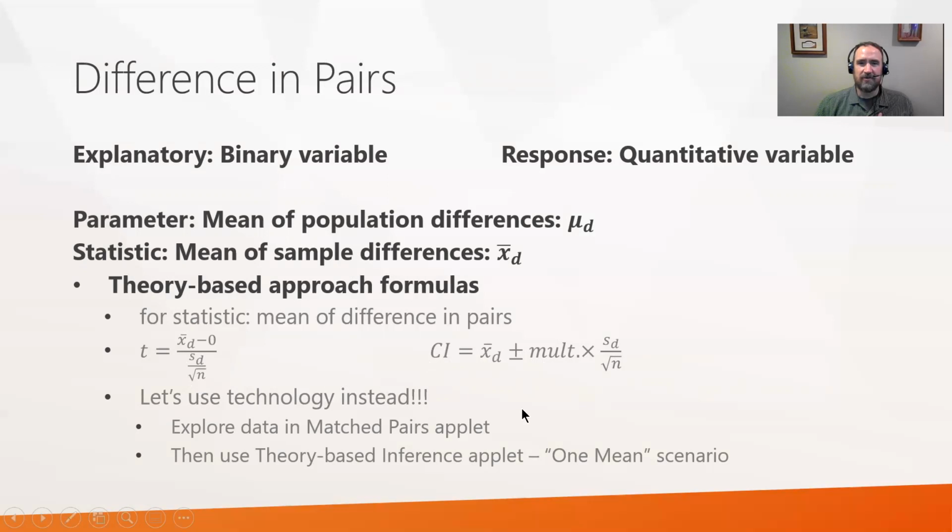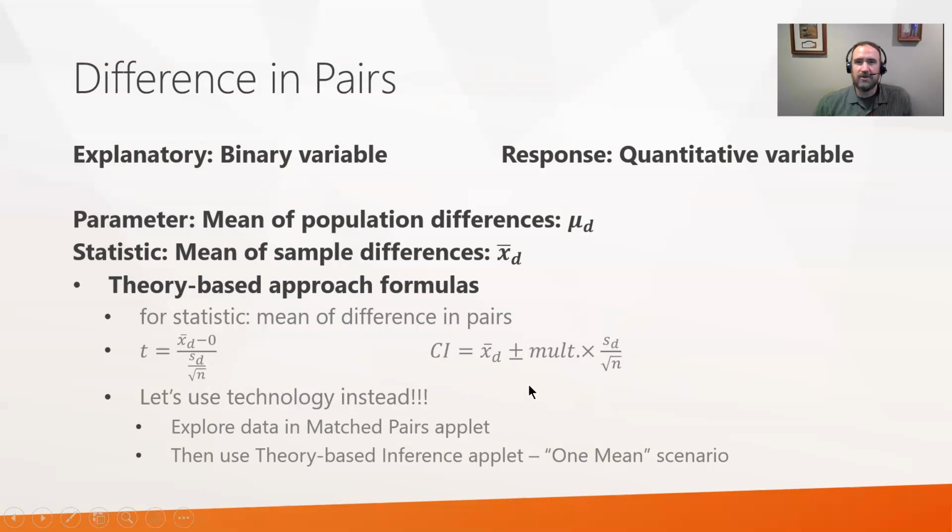Similarly, the confidence interval turns out to be the same overall structure: our statistic plus or minus a multiplier times the spread of the null distribution. And so we have under the hood basically the same things going on, with slight differences for how we calculate those different pieces. Once again, I don't expect you to use these formulas by hand. We can use technology instead.